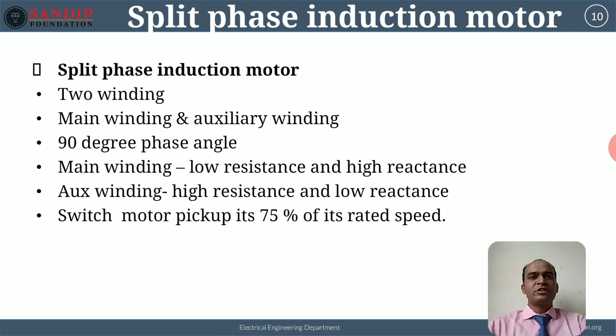In split phase induction motors, two windings are used. One is the main winding, and the other is the auxiliary winding. The main winding has low resistance and high reactance. The auxiliary winding has high resistance and low reactance. The centrifugal switch is used when the motor reaches 70 to 80% of full load speed. At that time, the centrifugal switch automatically opens. When this switch opens, the motor operates on only the main winding.